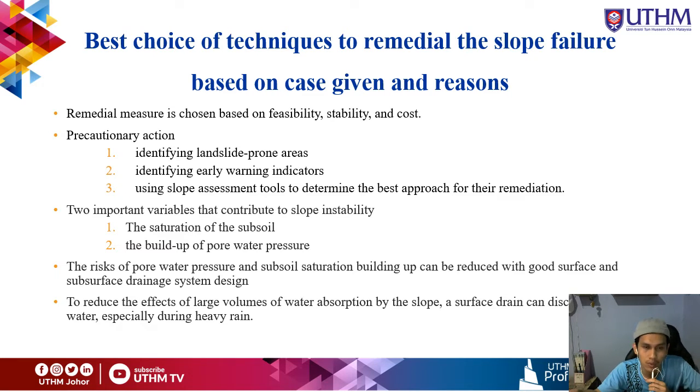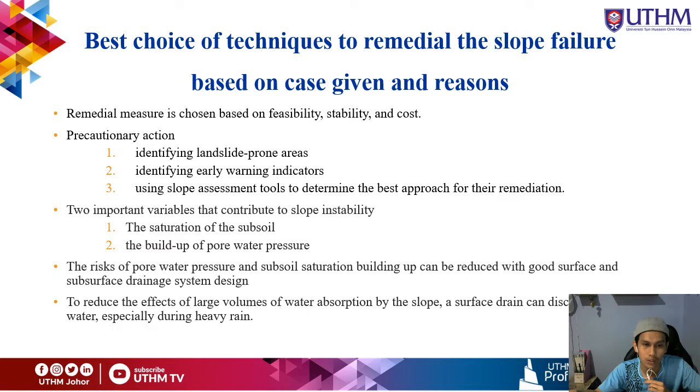I will explain about the best choice of techniques to remedy the slope failure based on the case given and the reasons why we choose the techniques. So the remedial measure is chosen based on feasibility, stability, and cost. Precautionary action consists of identifying landslide prone areas, identifying early warning indicators, and using slope assessment tools to determine the best approach for their remediation.